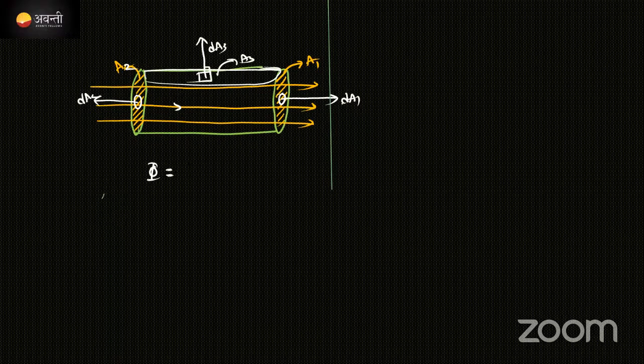Generally we know that flux means E dA cos theta. Yes, right, E dA cos theta. I will prove this one. How Gauss law will be helpful for us, I will prove this one now.